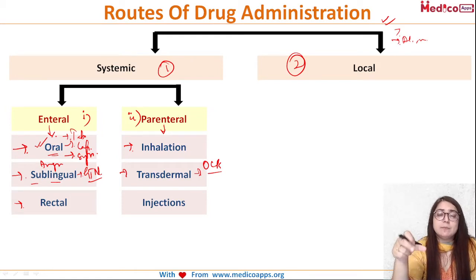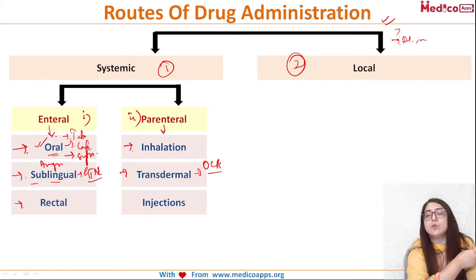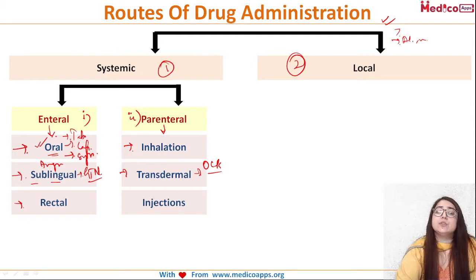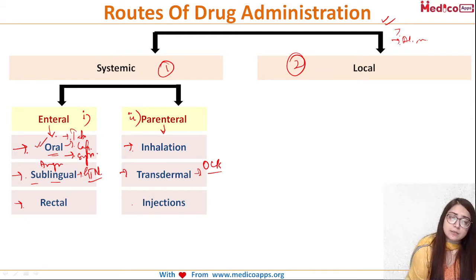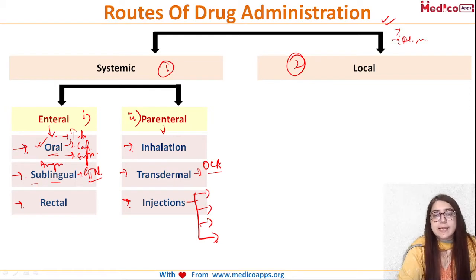In transdermal patches, a patch is placed over the elbow, or any other location as well, especially it is given on your arms. So this is transdermal patch. Then the last is injection. Now injection is again divided into four. We will deal with this later, in the next slides.